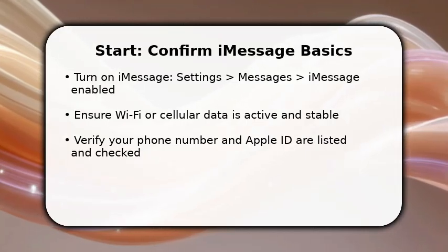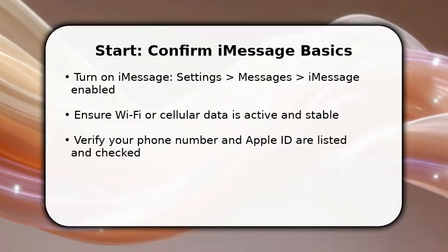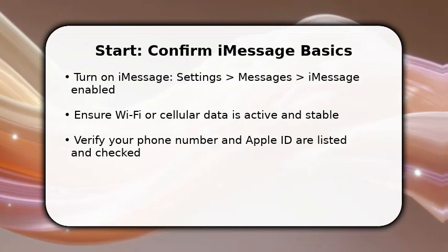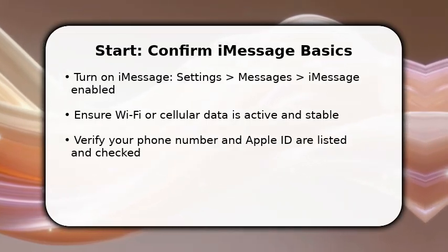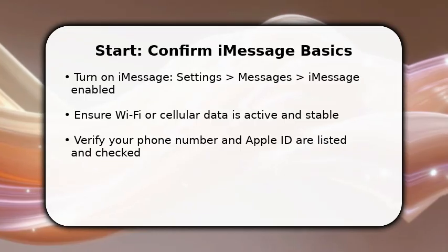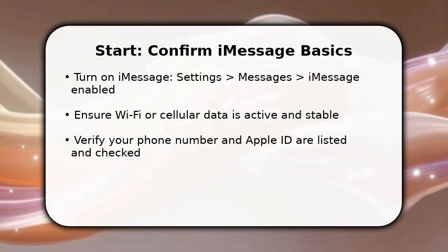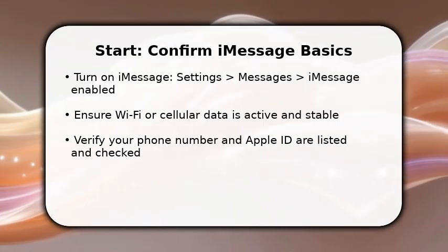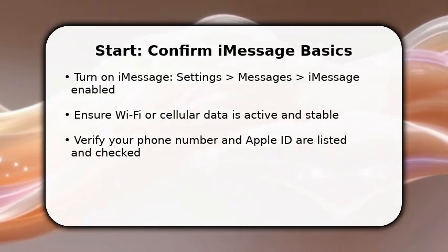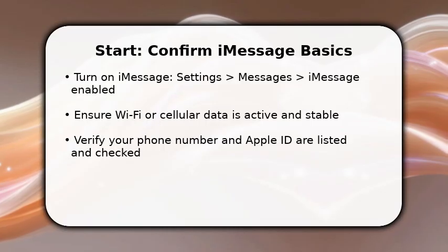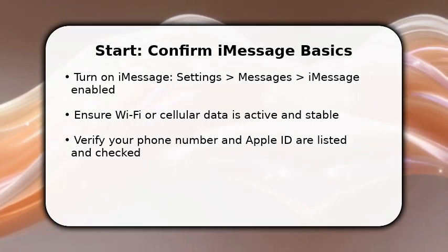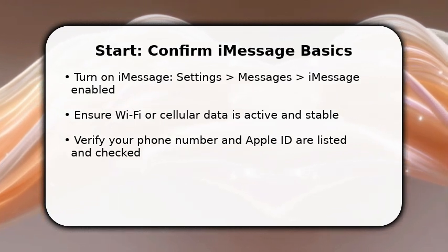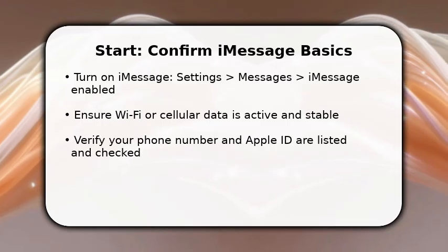You're going to fix green bubbles by starting with the essentials and taking immediate action. First, open Settings, Messages, and make sure iMessage is toggled on. This connects your device to Apple's servers. Next, confirm you have working Wi-Fi or cellular data because iMessage needs internet. Without it, messages fall back to SMS. Also, check that your phone number and Apple ID are selected under Send and Receive so messages route through iMessage rather than as green SMS.